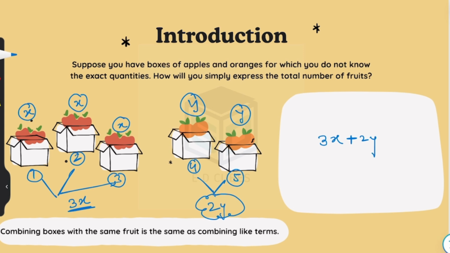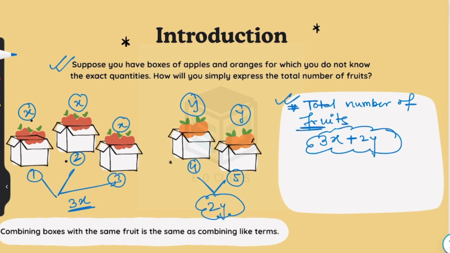What is this? This is nothing but the total number of fruits. So this was the statement, this was the question asked, and this is the mathematical representation of the given statement. So what did we understand from this?